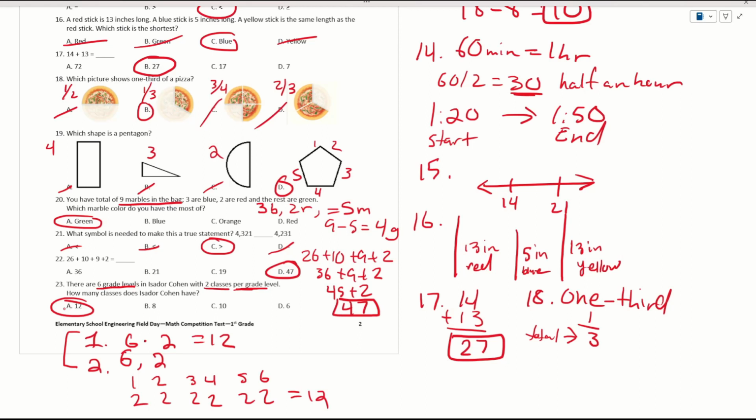So that was my attempt at the math competition for first grade. I'm not sure how well I did because I don't have the answer key with this.